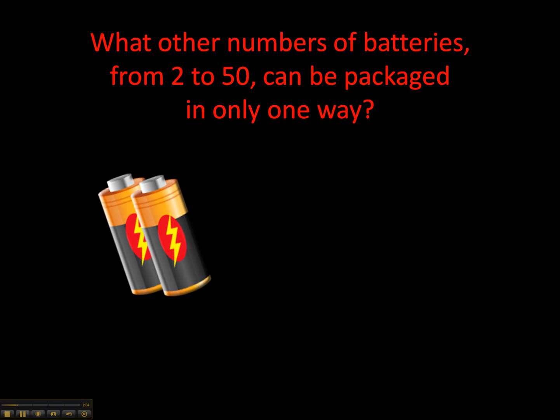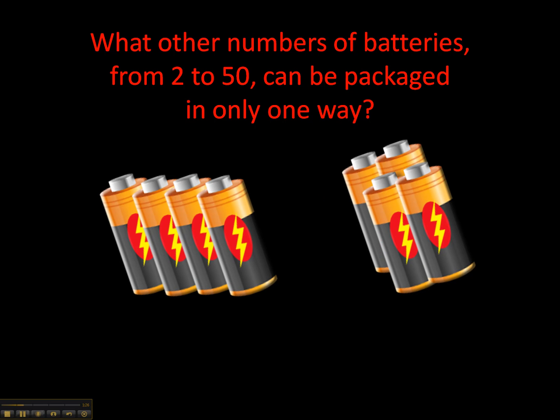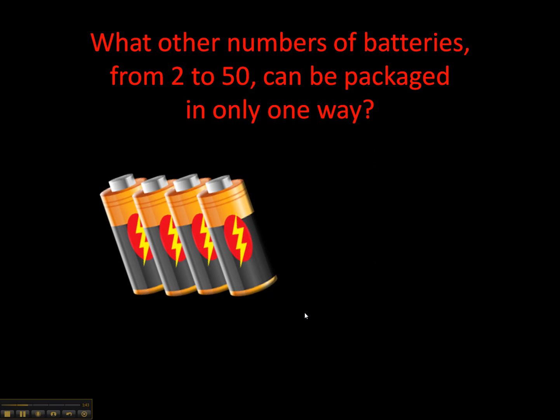We're talking about batteries here, and just to illustrate this point, if you have a package of 2 batteries, you can only package them one way. They can be packaged side by side. The same goes for a package of 3 batteries, and that's why 2 and 3 are prime numbers, because 3 can only be packaged one way, 3 batteries right next to each other. But if you have 4 batteries, you can package it 4 side by side, or you can package it in 2 rows of 2. So you have options when it comes to composite numbers. Our question on page 78 asks what other numbers of batteries from 2 to 50 can be packaged in only one way.